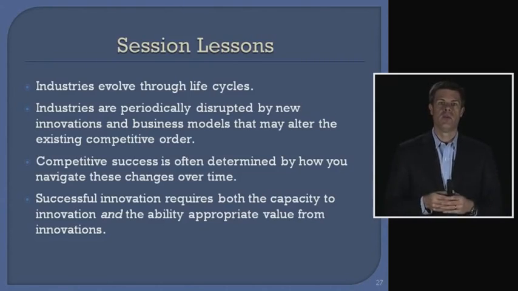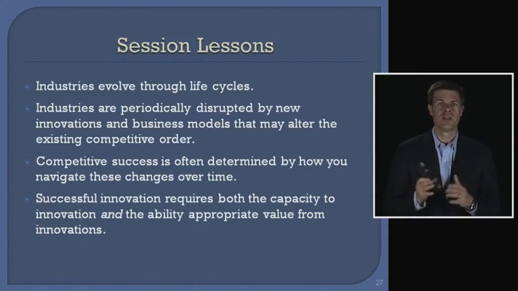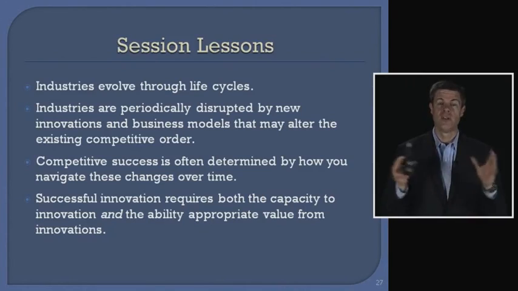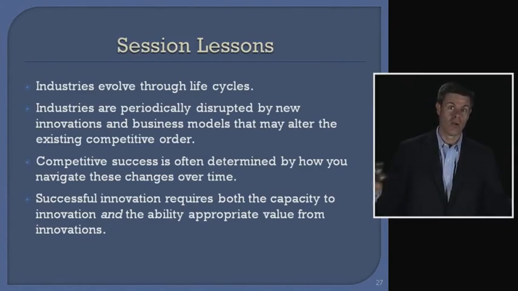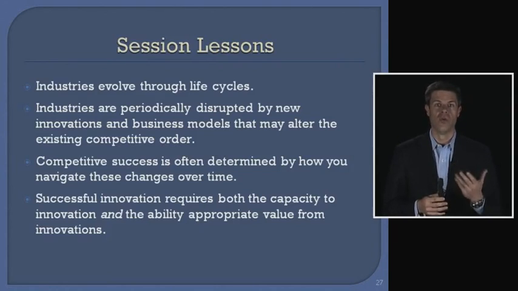So let me end with some broader points here. Of course, industries evolve through life cycles. These are in some ways predictable, they're observable, and remarkably consistent across industries. Of course, they differ in degree and in how long they last and the like. But once again, the overall patterns are relatively persistent. Industries are periodically disrupted by new innovations and business models that alter the competitive order. This is an interesting fact that we see once again in industry after industry, and relates back to my first corollary of the fundamental principle here, that over time, economic profits tend to dissipate as competitive circumstances change.